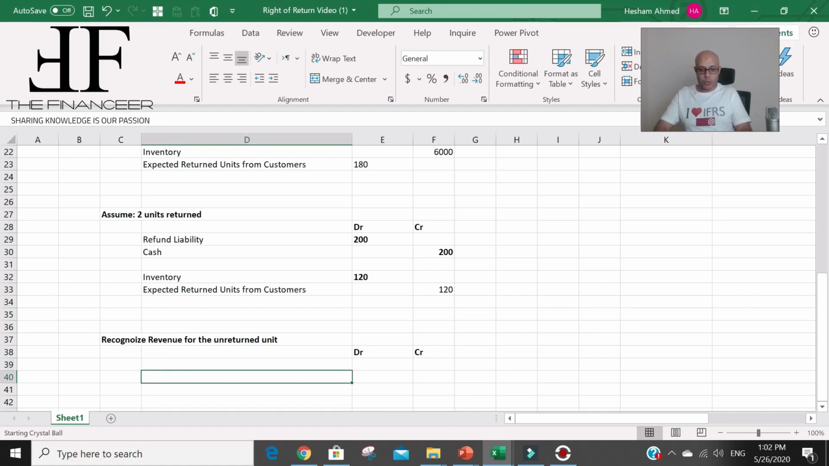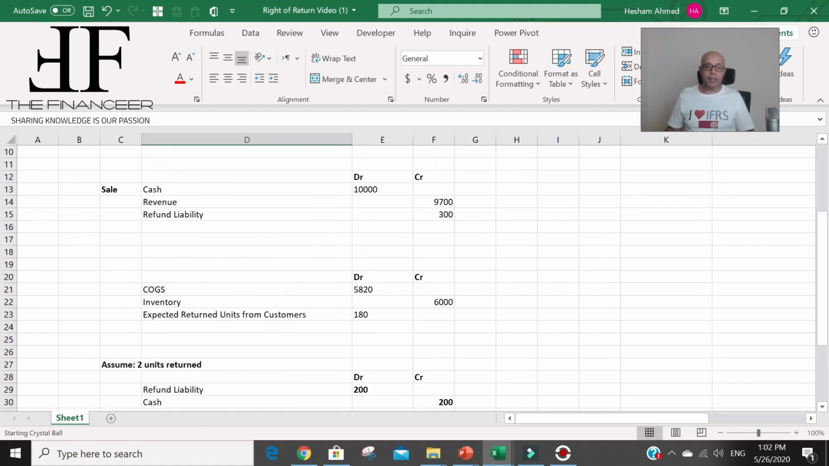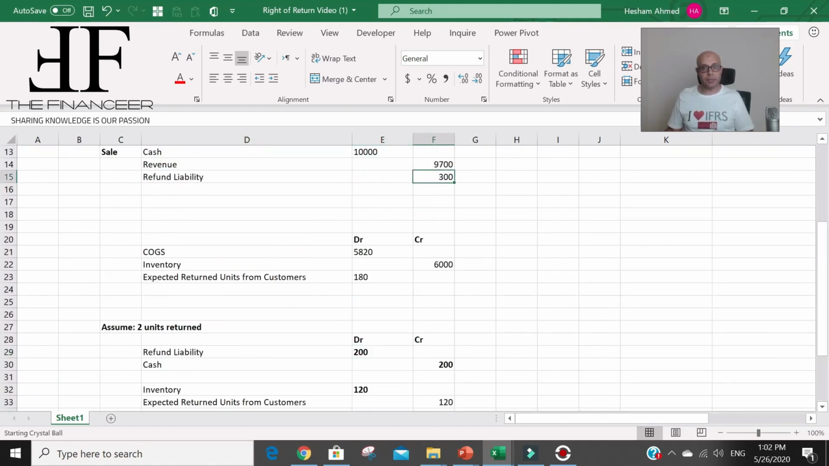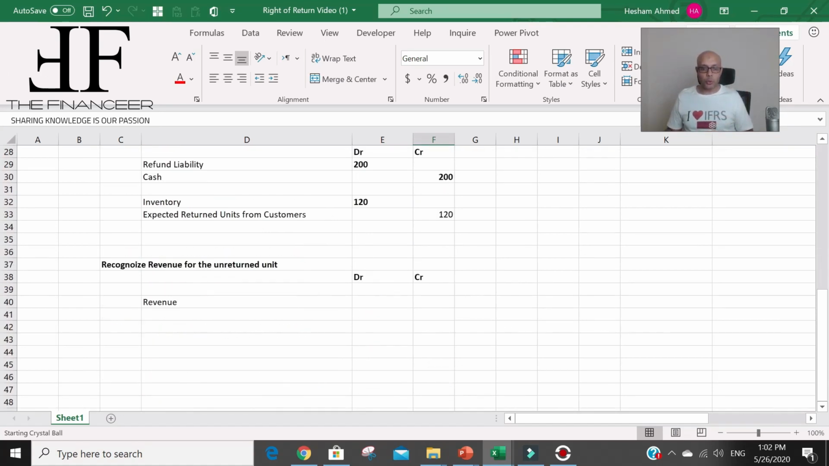So you are going to say, in the credit, I am going to recognize revenue. But what about the debit side? In the debit side, you recognized refund liability initially how much? 300. Then you debited 200. So the remaining balance in the refund liability is $100. So you need to recognize a debit in the refund liability by 1 unit times the selling price, which is 100, and you are going to recognize the revenue by the same value.